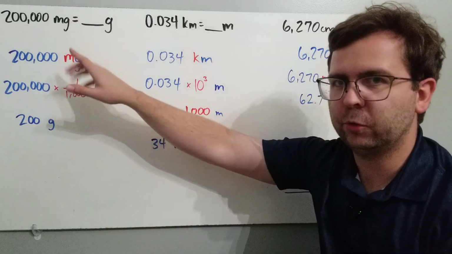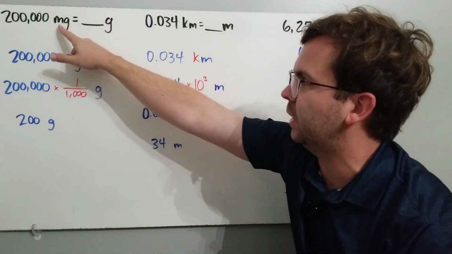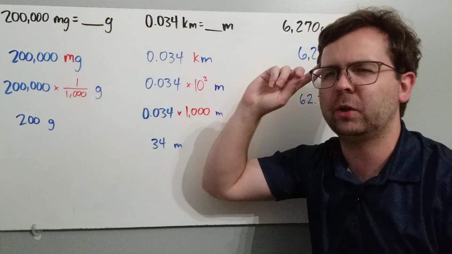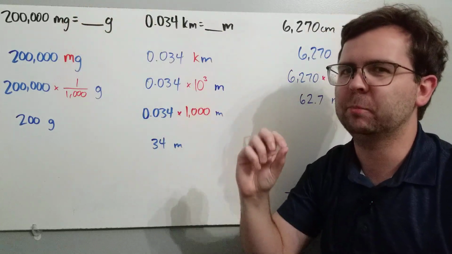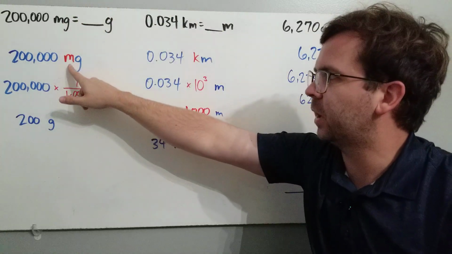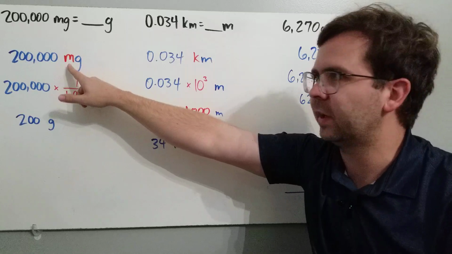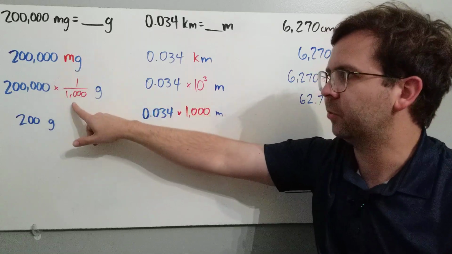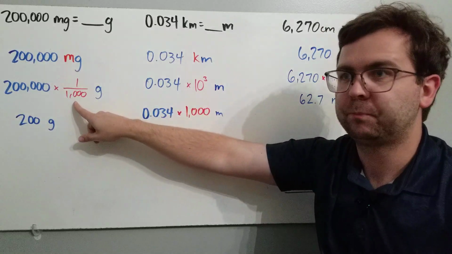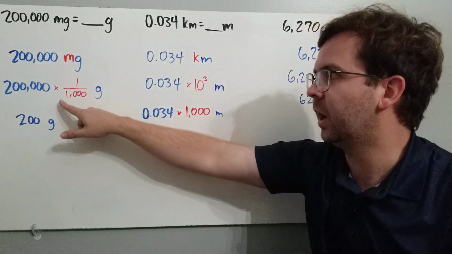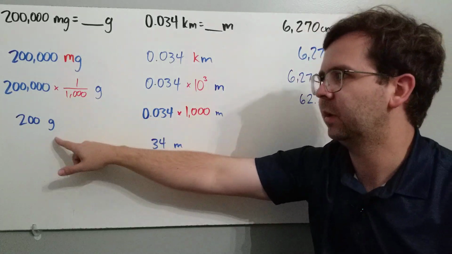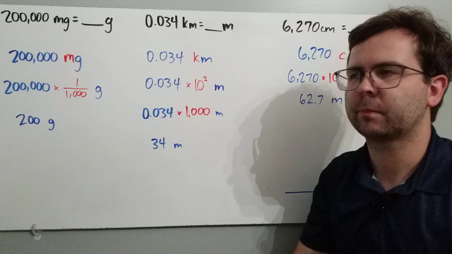So again, using the same idea, we take the milligrams, the M, we know that the little lowercase m represents milli. And so that lowercase m right there, I've highlighted it because I know that's a prefix that represents 1 over 1,000. And so I'm going to do 200,000 times 1 over 1,000 and get 200 grams.